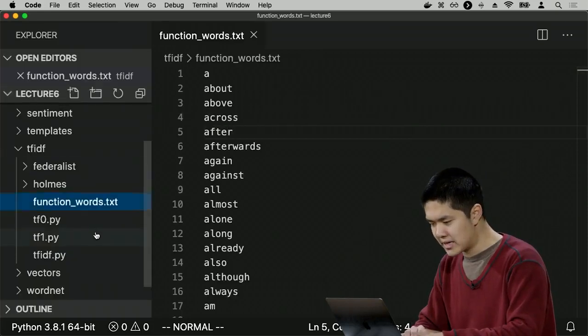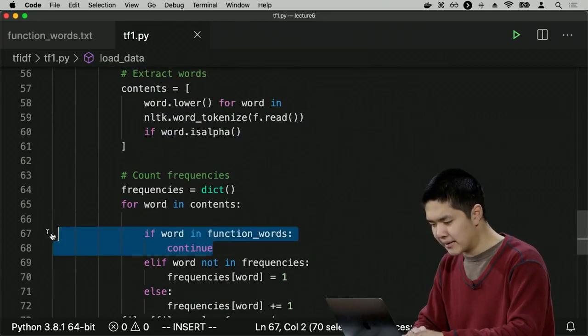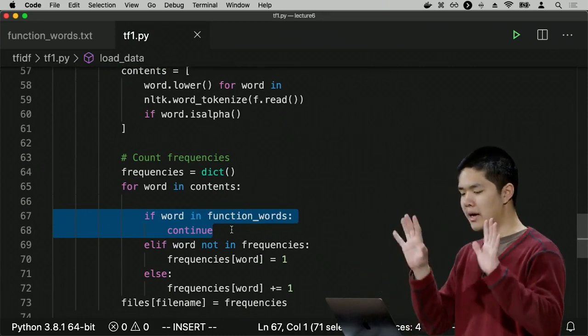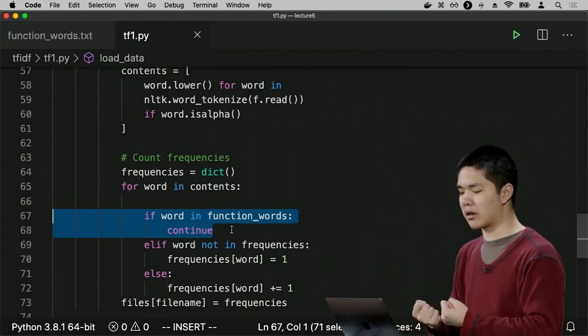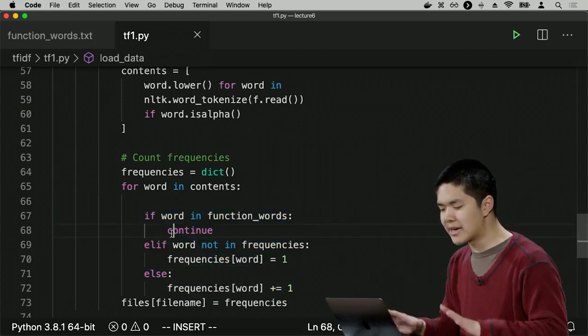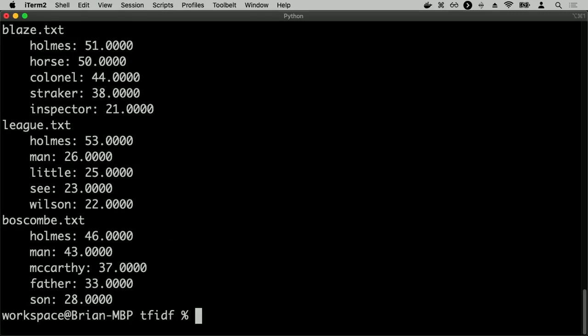So in tf-idf1, what we're ultimately doing is if the word is in my set of function words, I'm just going to skip over it. Just ignore any of the function words by continuing on to the next word and then just calculating the frequencies for those words instead. So I'm going to pretend the function words aren't there and now see, maybe I can get a better sense for what terms are important in each of the various different Sherlock Holmes stories. So now let's run tf1 on the Sherlock Holmes corpus and see what we get now. And let's look at what is the most important term in each of the stories.